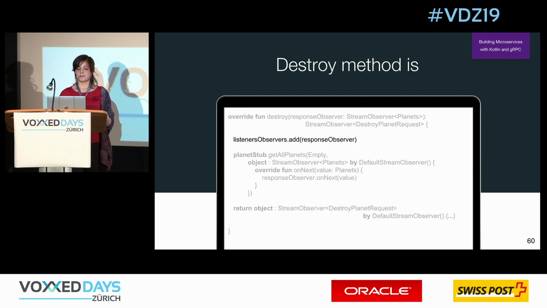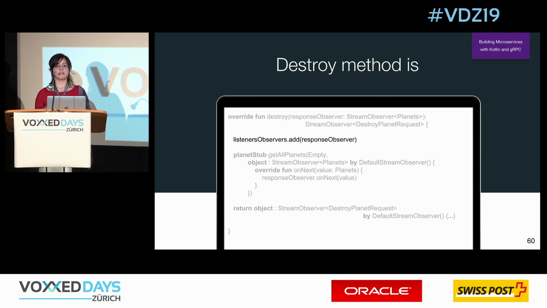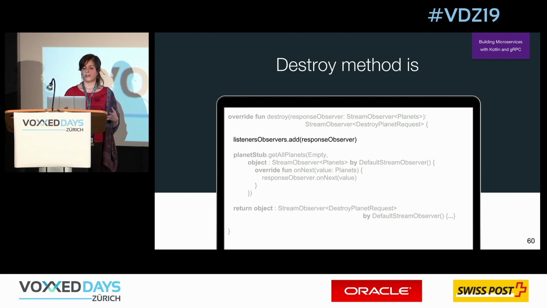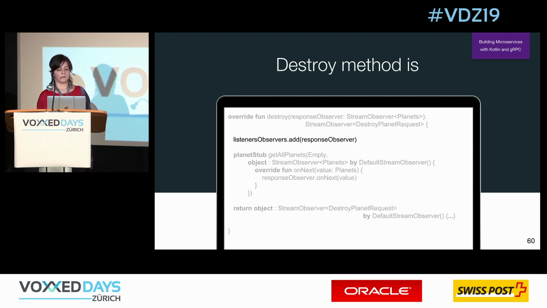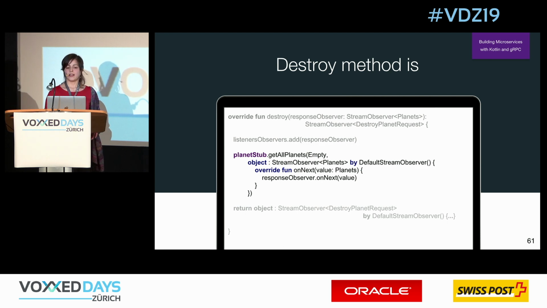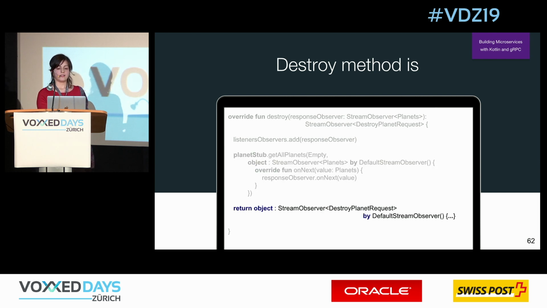So in our destroy method, what are we doing? First of all, we need to register our client. Because we're using gRPC Java, Java doesn't know anything about coroutines or something else. We use stream observers, and we have this stuff. We add our observer to our listeners, then we go to Planet service and get all planets, and notify our user what planets we have in our universe. And then we need to return some stream observer. So that's the whole destroy method.